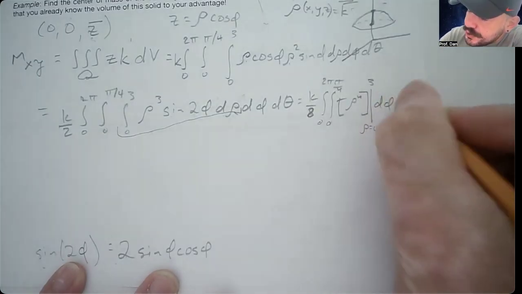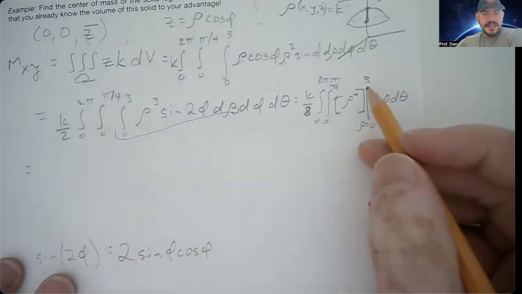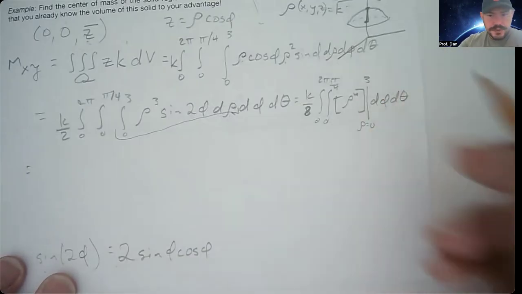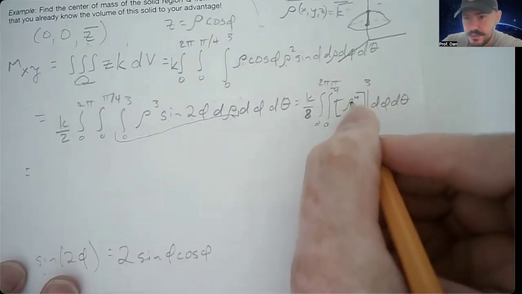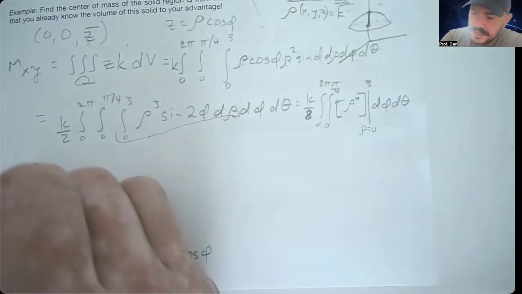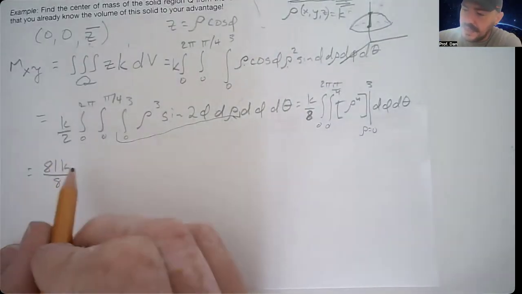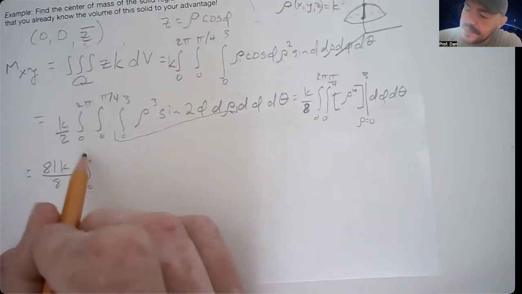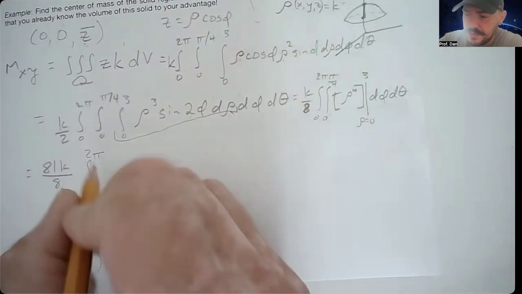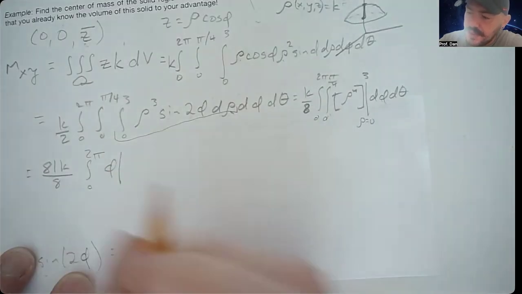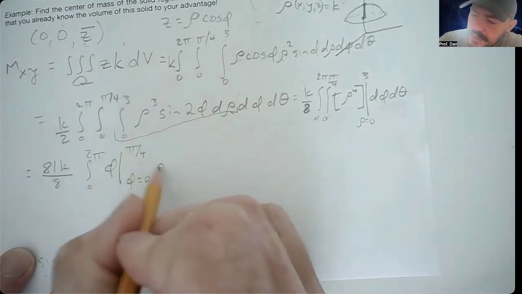Then we have our other differentials to work with. So when I evaluate that, 3 to the 4 is 81, 0 to the 4 is 0. So this just becomes 81, which is a constant, which can also come out front. So now we have 81k over 8, and we're taking the integral from 0 to 2 pi of the integral of d phi, which would just be phi, evaluated from phi equals 0 to phi equals pi over 4, d theta.